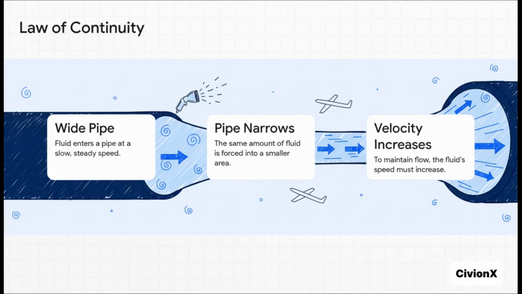This simple truth leads us straight to the law of continuity. Just picture water flowing through a pipe. Whatever volume of water goes in one end has to come out the other. Now, what if the pipe gets narrower? You're forcing that same volume of water through a much smaller area. The only way for that to happen is for the water to speed up. It is a direct trade-off between area and velocity, and it governs everything from why your garden hose speeds up when you cover the end to how an airplane wing generates lift.